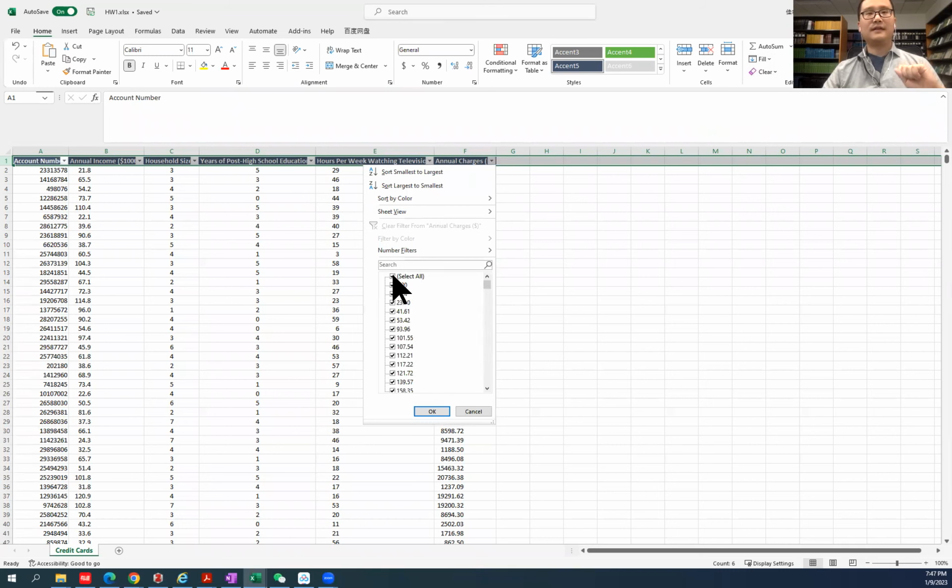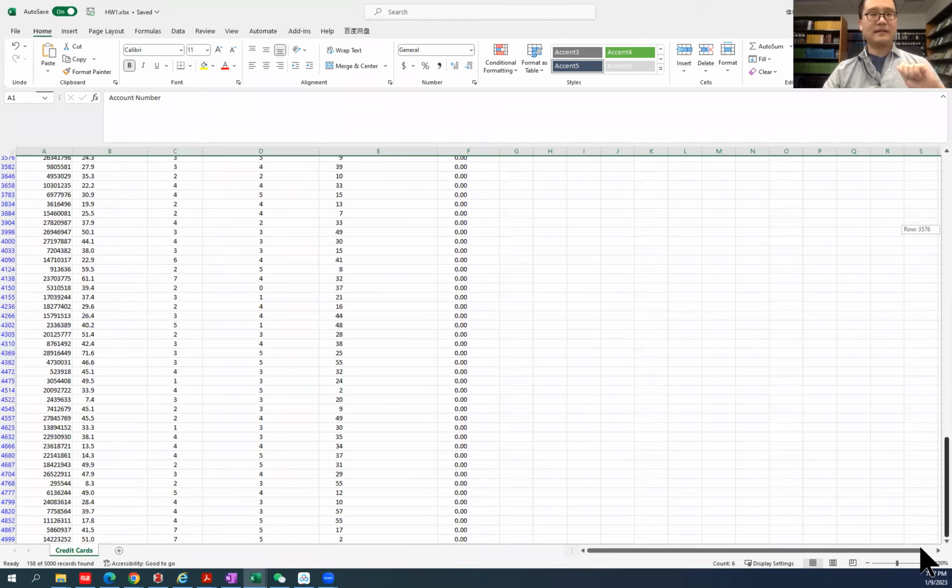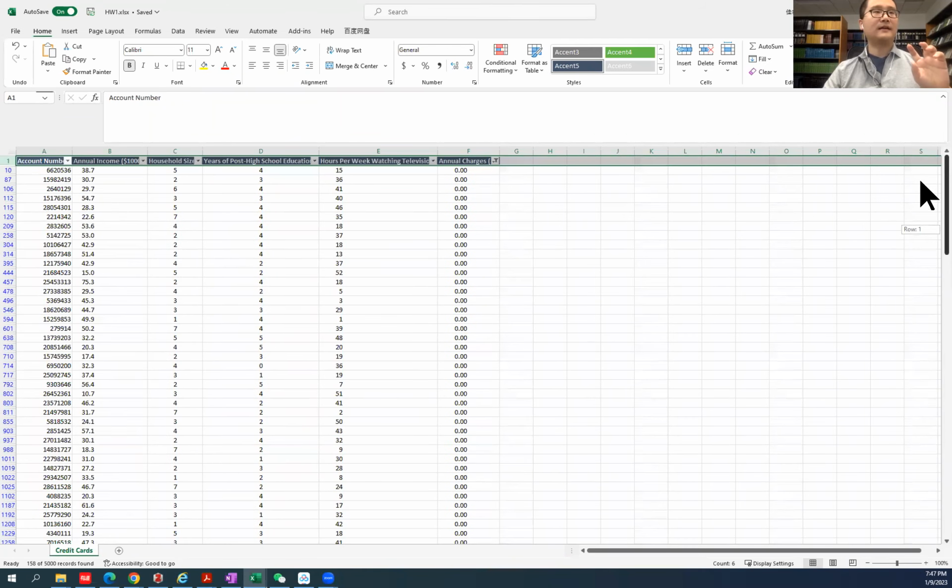So if you deselect all of them and select instead a specific value, it will only show the rows that have a 0 value. This means it's a subset of all the records of transactions that have an annual charge of $0. Any questions about this part?